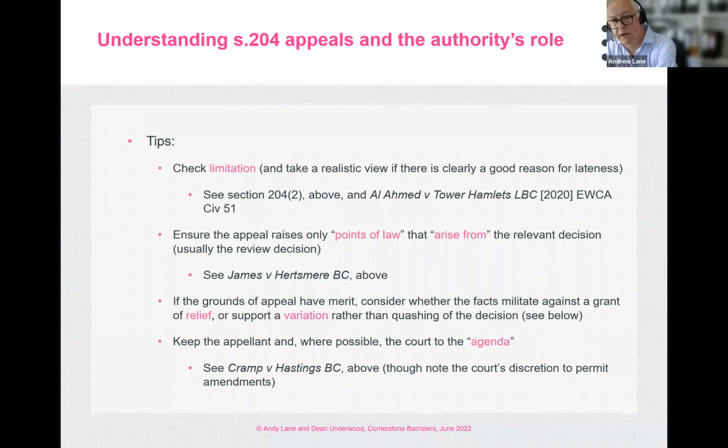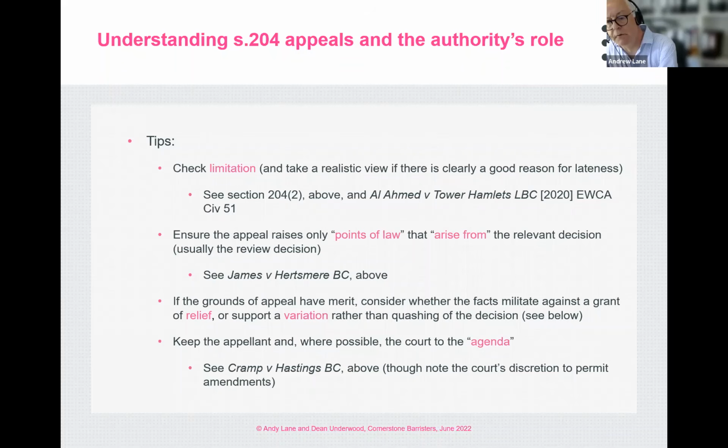Obviously, you need to ensure that there are points of law that arise from the decision, so you don't have, as in Dean's case of Adesotu, the discrimination claim, which can be knocked out. But also, if it is, for example, like a contracting out, that is a perfectly valid ground of appeal, albeit, of course, on the facts, it may not really be effective.